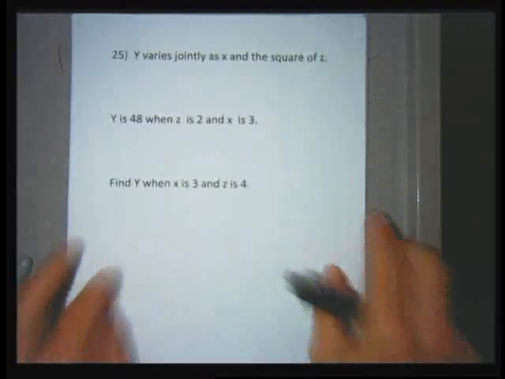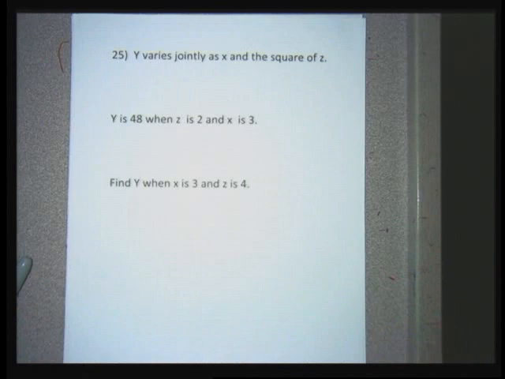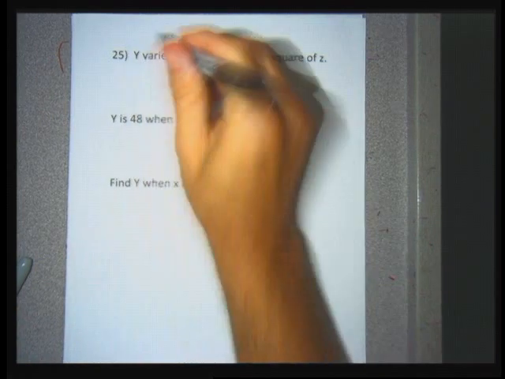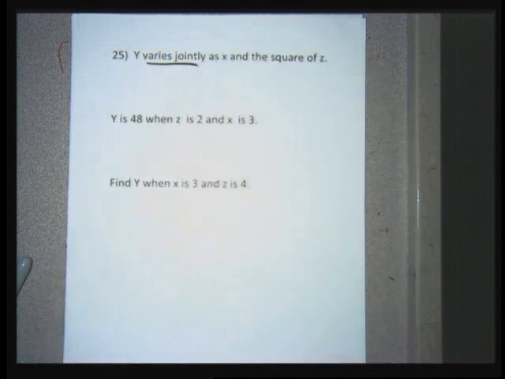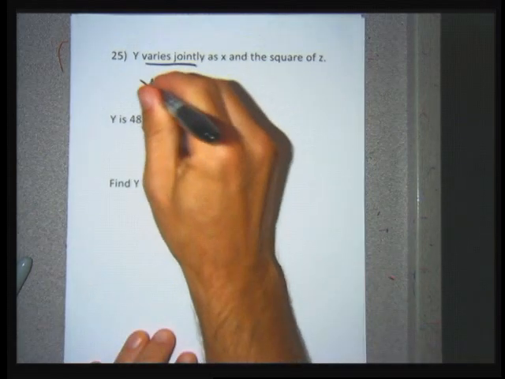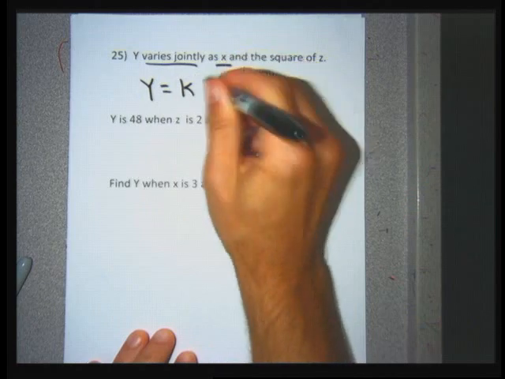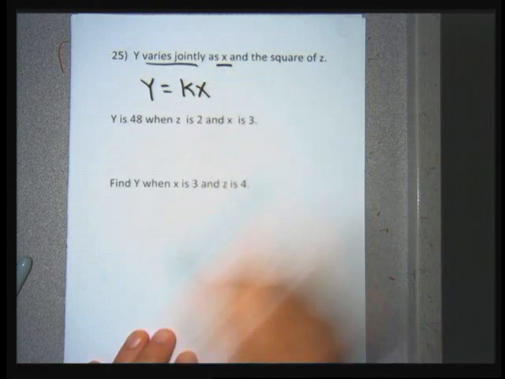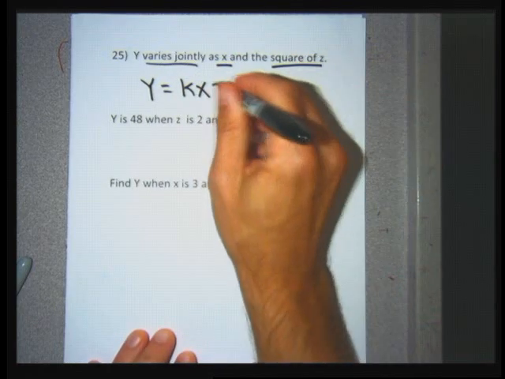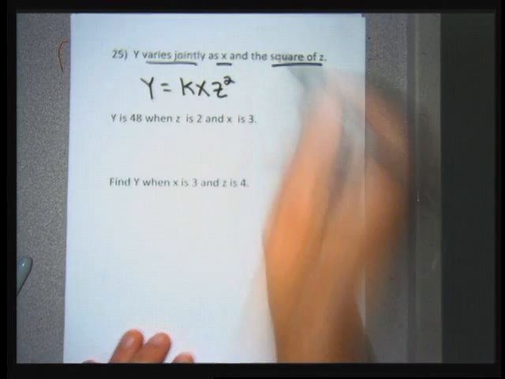25, still in the same style of problem. I broke this problem up into 3 sentences. First sentence, I get my equation with a k. I see the word varies jointly. I know it's straight multiplication, no division. After the k, I need to have 2 letters as opposed to 1 letter. So I'm going to write y equals k, and then x doesn't get an exponent or a radical sign, but the z gets an exponent of 2 because of the word square without the root.